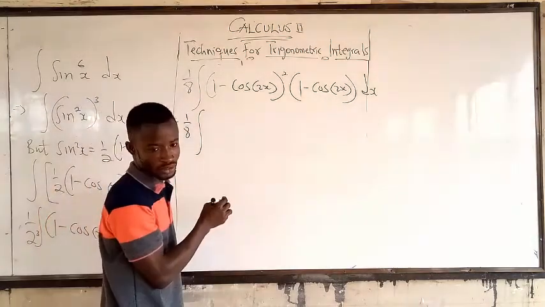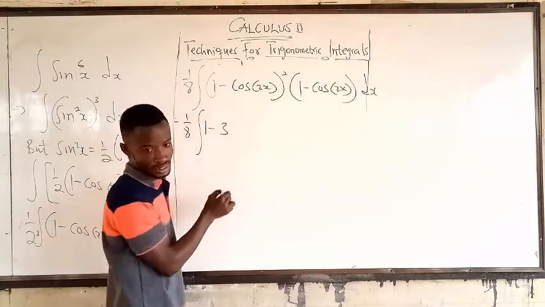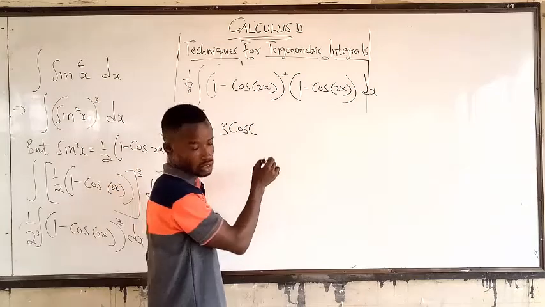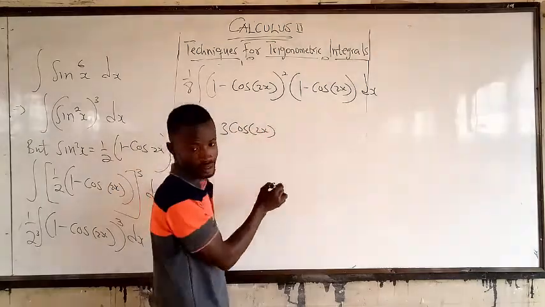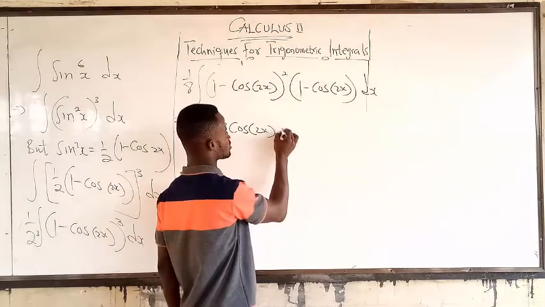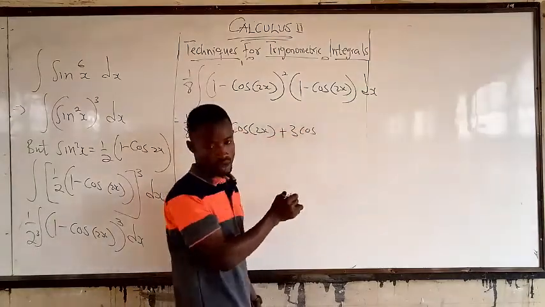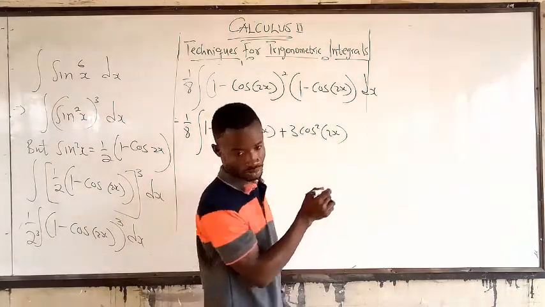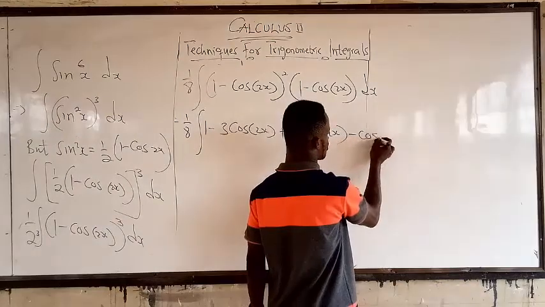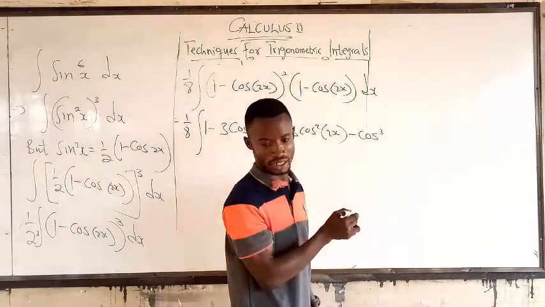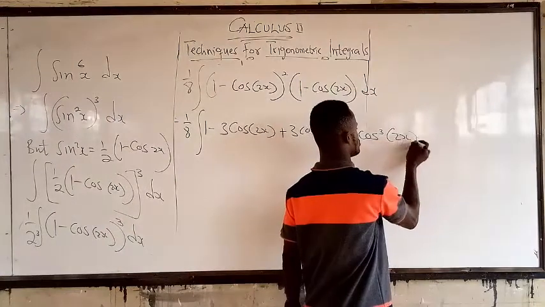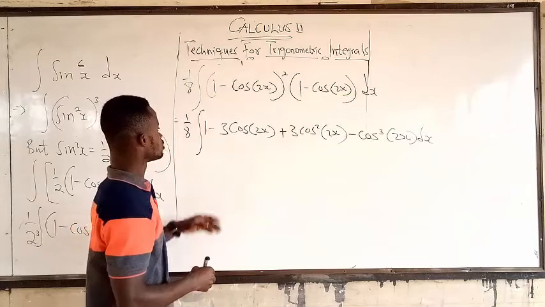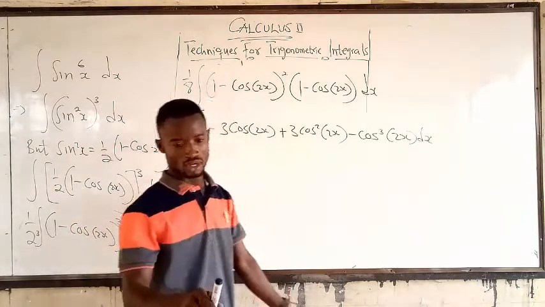You are going to get 1 minus 3 cos 2x plus 3 cos squared 2x minus cos raised to the power 3 of 2x dx. You can pause the video and do it on your own. Very good. So 1, 2, 3, 4. 1, 2, 3, 4. Alright.